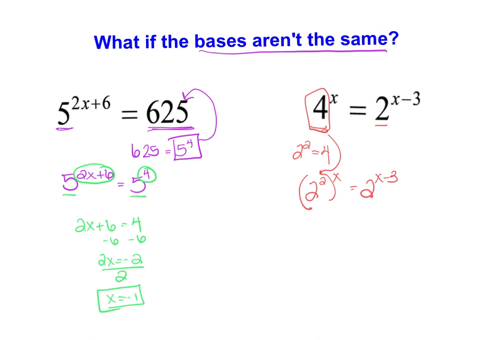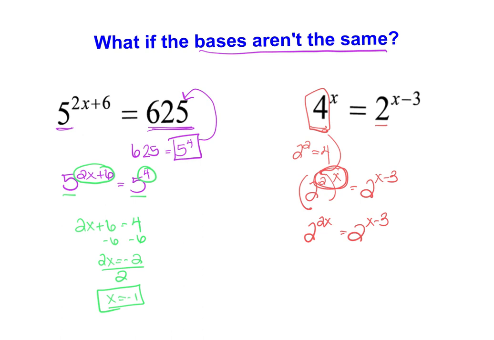Now, this is very, very close to being done. However, I need to be careful here because I still have these parentheses. The 2 is inside parentheses and the x is on the outside. So what I can do here is combine these exponents together by using that powers to powers rule. Remember, when we have a power raised to another power, we multiply them. So this is really 2 times x. So we have 2 to the power of 2x. And that's equal to 2 to the power of x minus 3.